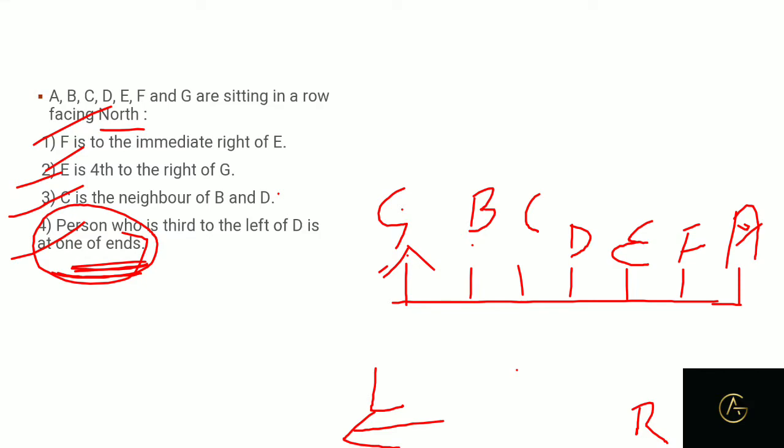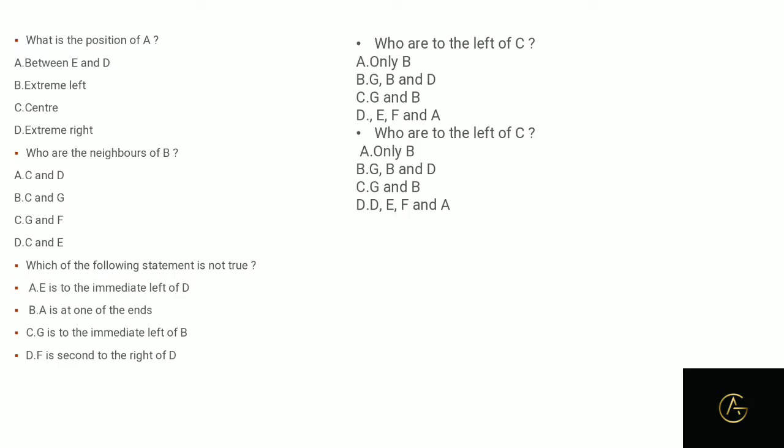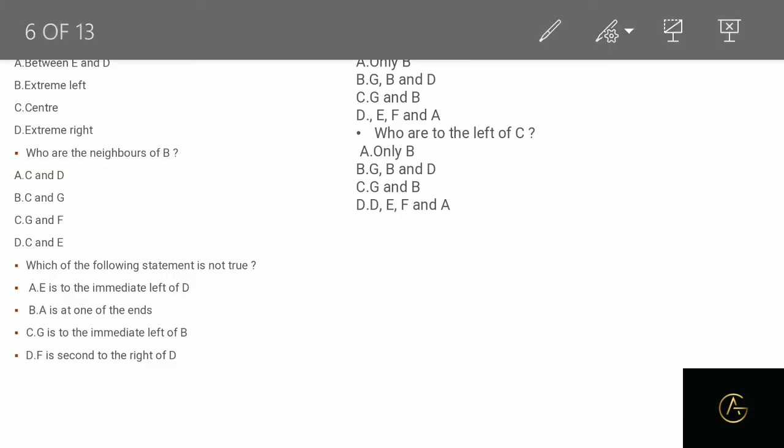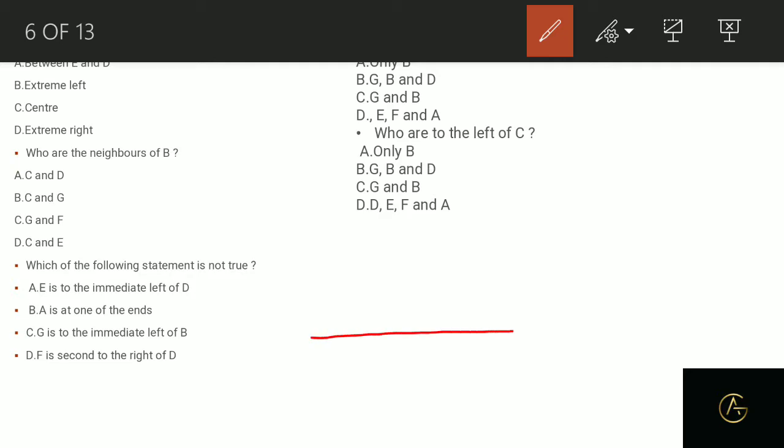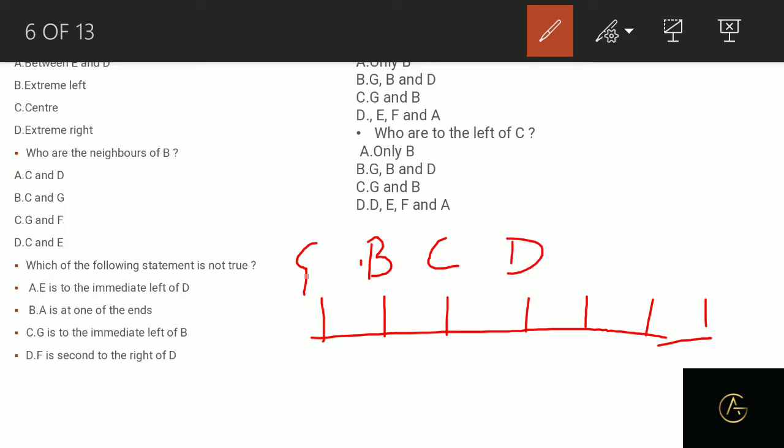Now let's move on to questions. Every question has 5 parts. Let me make the arrangement here so that we can solve the questions. 1, 2, 3, 4, 5, 6 and 7: G, B, C, D, E, F and A. This way is left, this way is right.